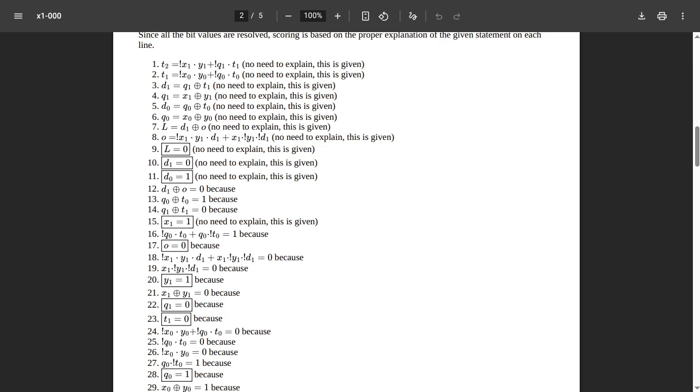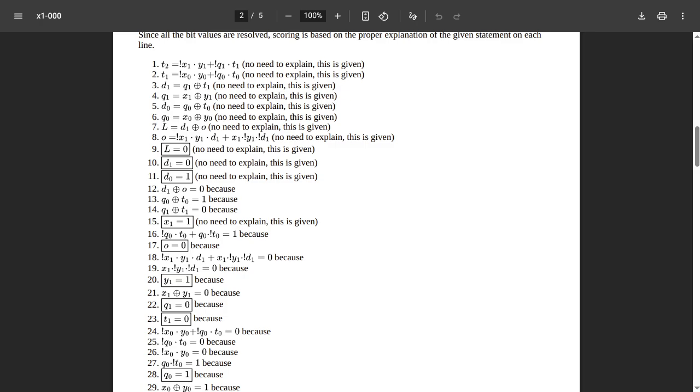Wait, can you mention again? 14 and 20. How did you figure out 22? Okay, let's go back to 22 first. What was your answer for 22? 22 is because of 4 and 21. Is that what you said? Okay, so 4 and 21. Yep, that will work.